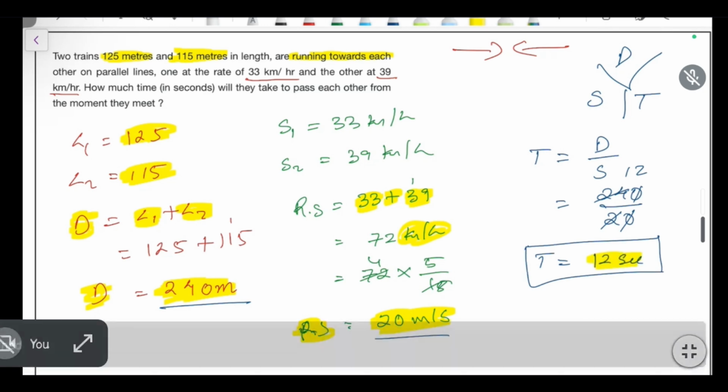So this one, the time taken is nothing but 12 seconds. Are we clear with this? Distance is nothing but the length of the two trains. That means length of the first one plus second one, which is 240 here.